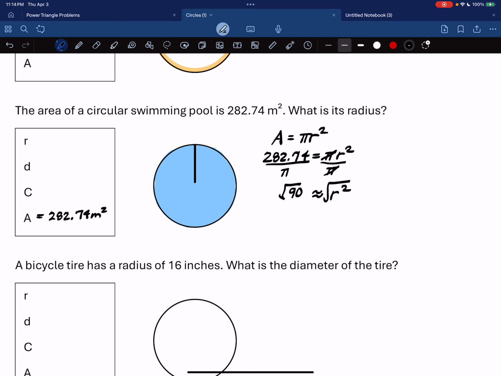Take the square root of that. So r is approximately the square root of 90, which is going to be about 9.5, and this is meters. So radius is about 9.5 meters, which means diameter would be double that, or 19 meters. But the answer is what is the radius? So 9.5 meters approximately is the answer.